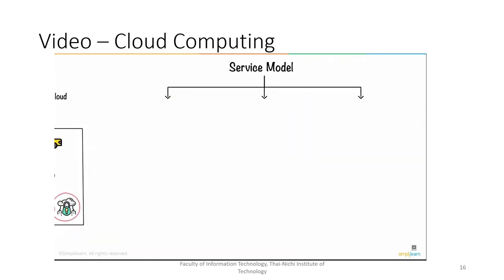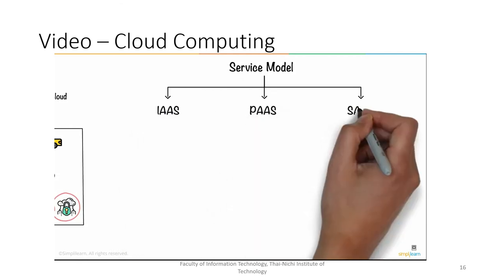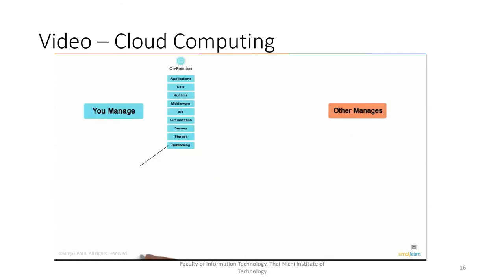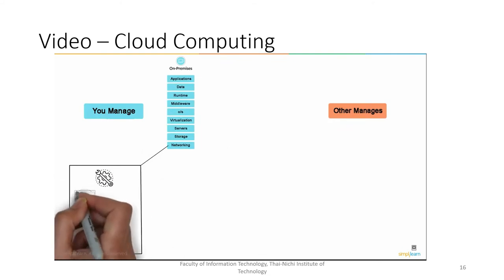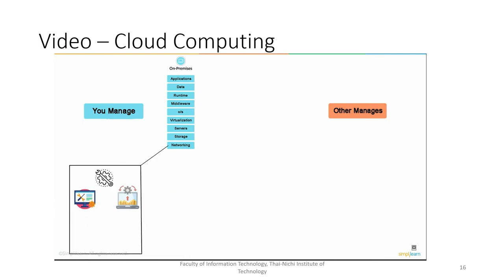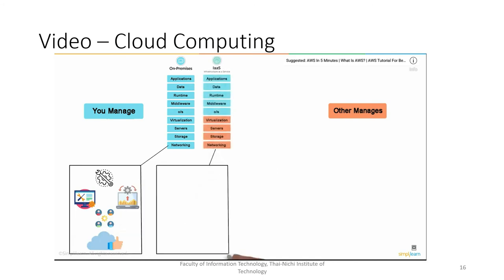Next, let's have a look at the service models. There are three major service models available: IaaS, PaaS, and SaaS. Compared to on-premise models, where you'll need to manage and maintain every component, including applications, data, virtualization, and middleware, cloud computing service models are hassle-free. IaaS refers to infrastructure as a service.